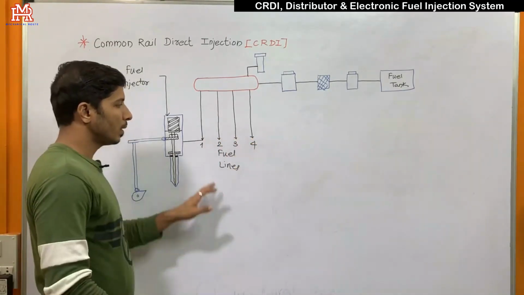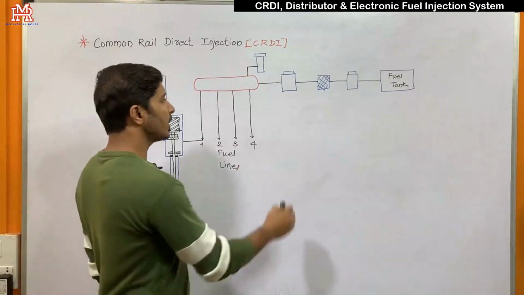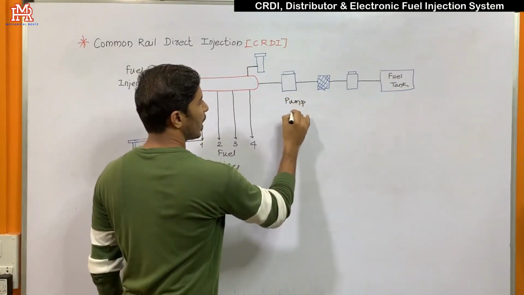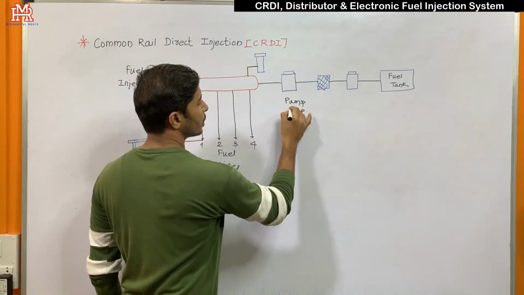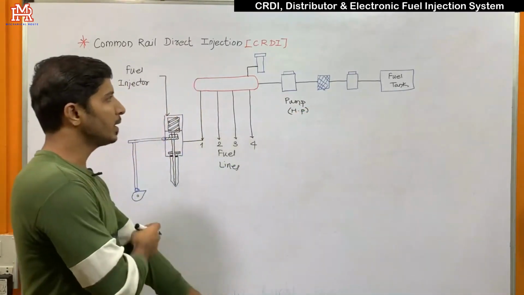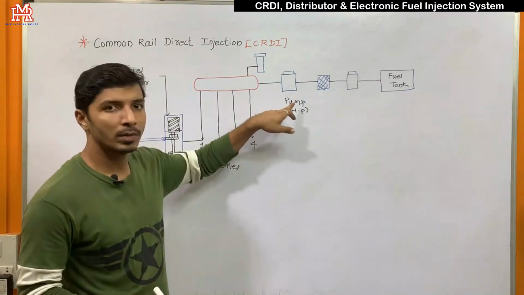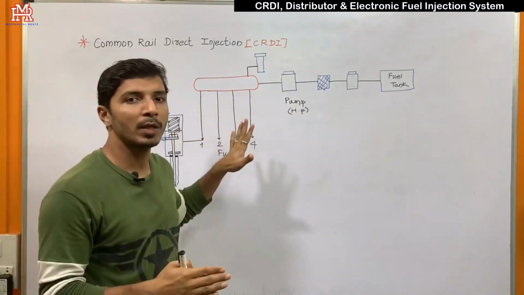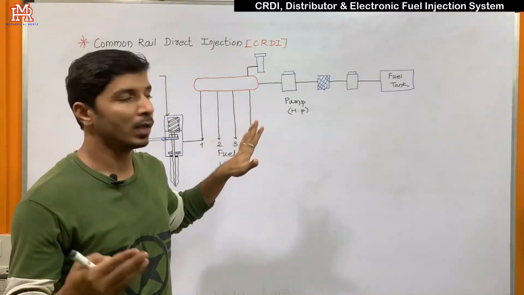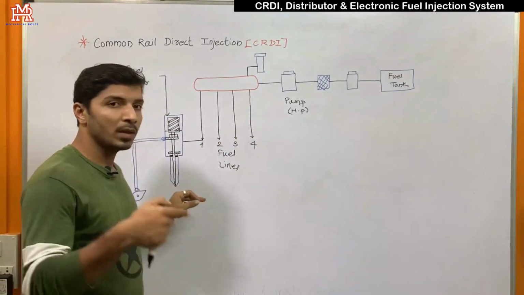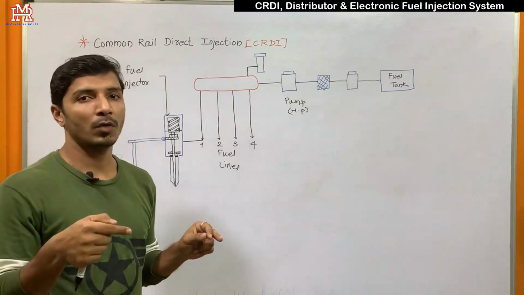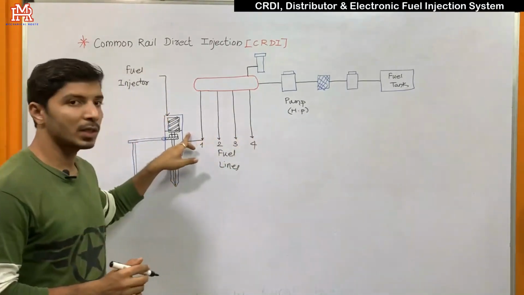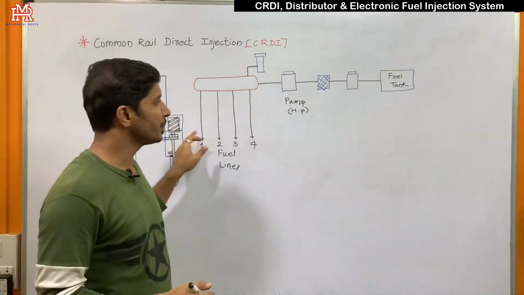Then the second important component is this pump. This can be called the high pressure pump. The work of this high pressure pump is to maintain proper pressure in this system. We know that a minimum of 70 bar pressure or more is required to spray proper atomized fuel or fine fuel particles. We need to have a pressure which is more than 70 bar.